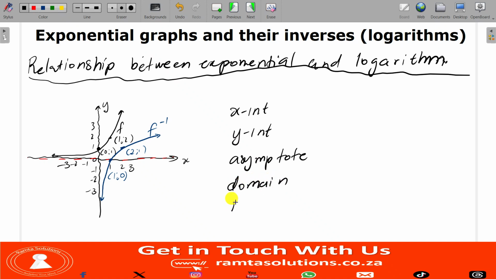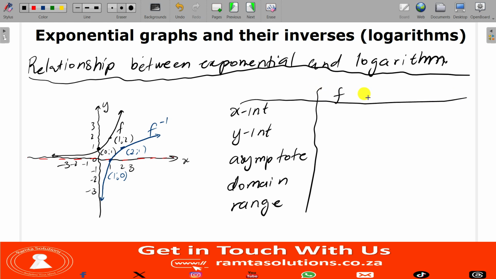And lastly, the range. We're going to look at the original and the inverse. What is the x-intercept of the original? We do not have it. What is the x-intercept of the inverse? 1 and 0. What is the y-intercept of the original? 0 and 1. What is the y-intercept of the inverse? We do not have it.